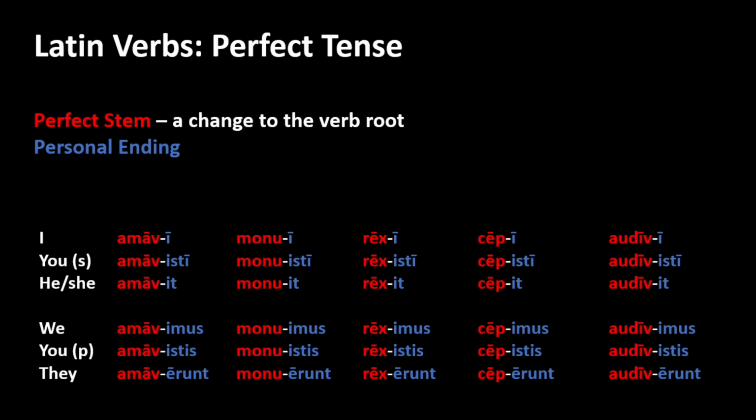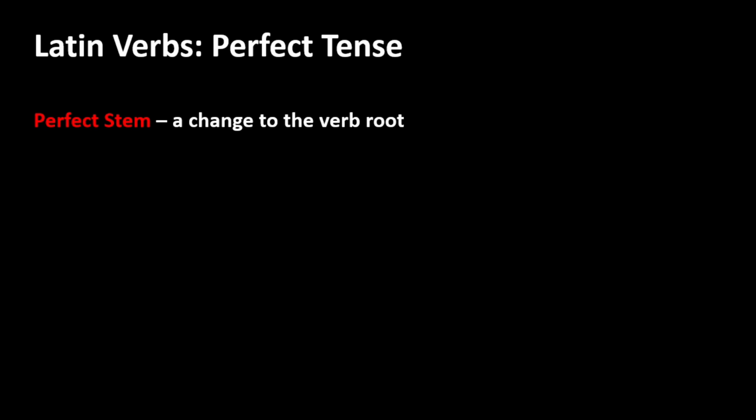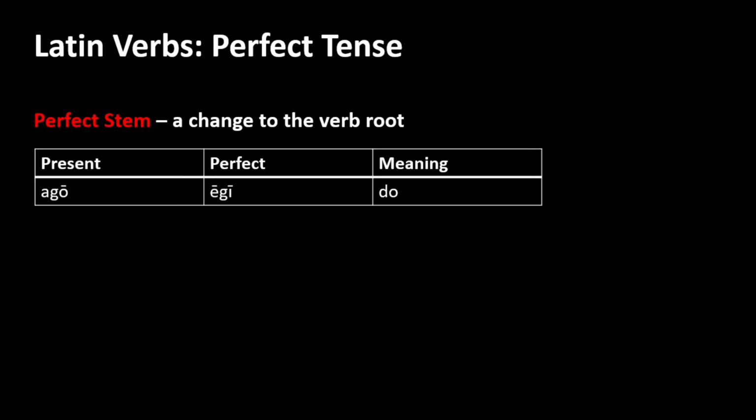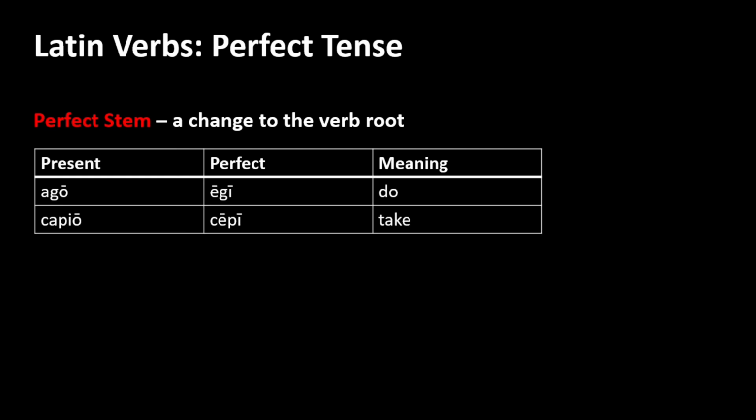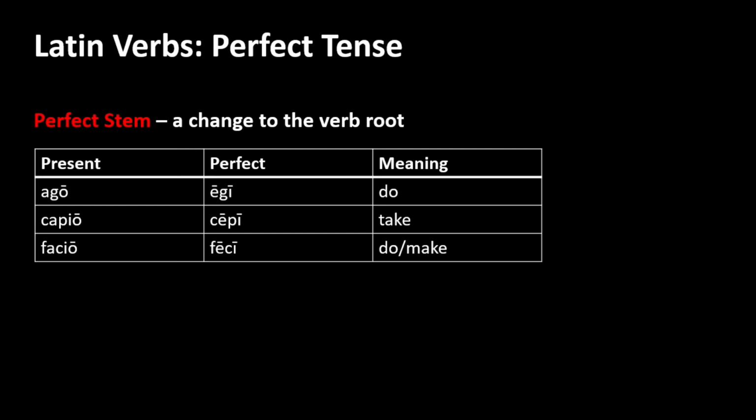Let us now look at some of the non-standard ways in which the perfect tense is formed in Latin. Let us begin by looking at those verbs where there is a change to the verb root to form the perfect stem. Ago, meaning I do, becomes egi, a change to the verb root. Capio, as you've seen, becomes cepi. Facio becomes feci. Fero, I bring, becomes tuli.